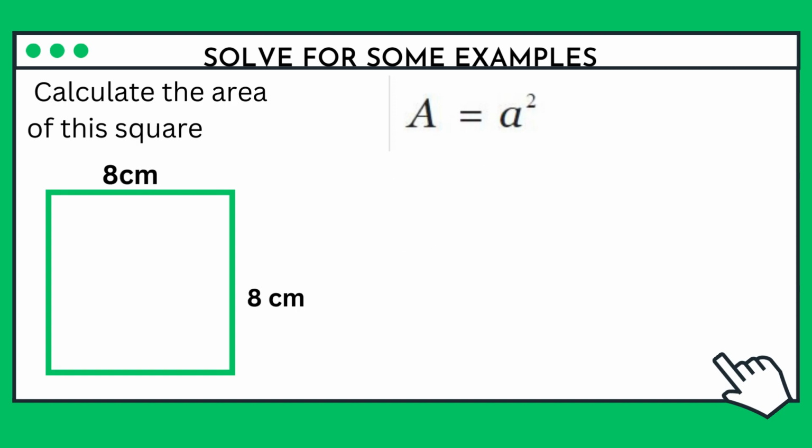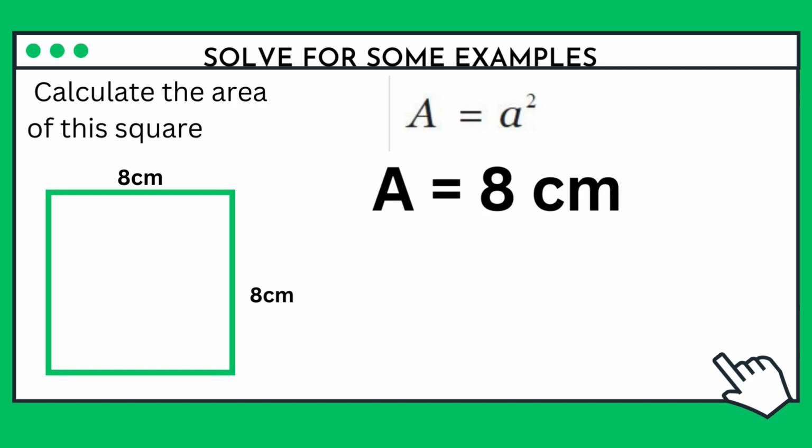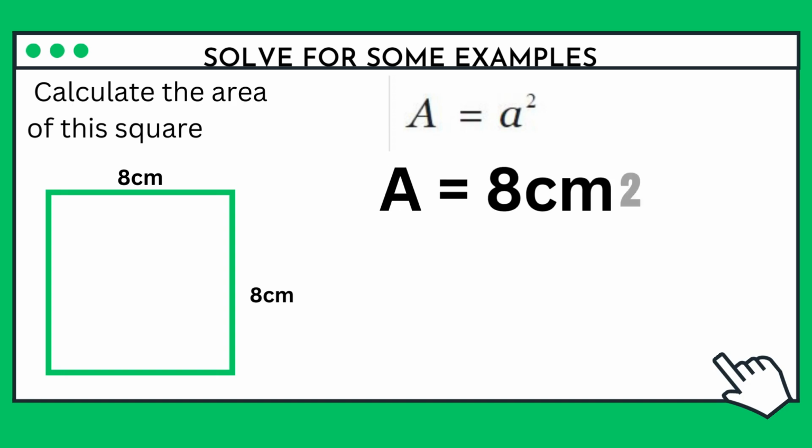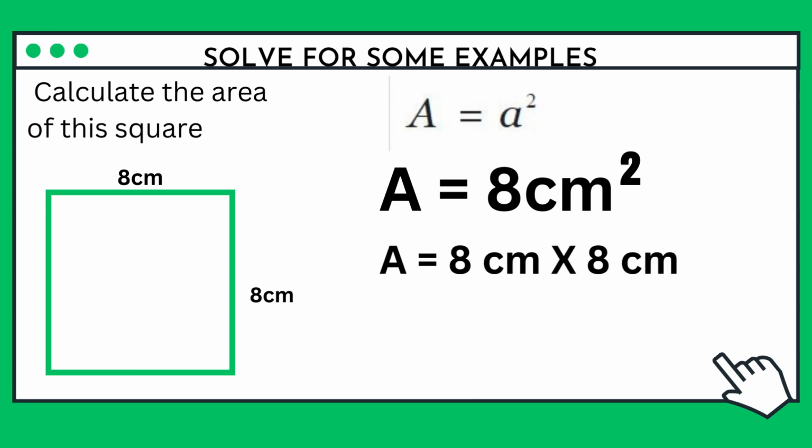Next is calculate the area of this square, 8 cm by 8 cm. So our given is 8 cm, and our formula, A is equal to a squared. So A is equal to 8 centimeters times 8 centimeters. Then our area would be 64 square centimeters.